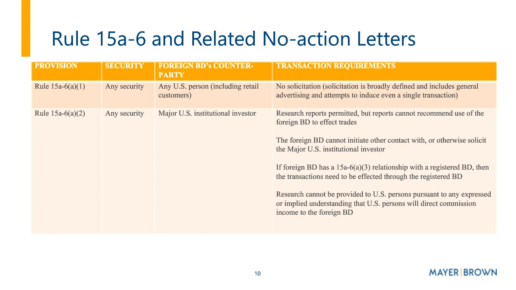But I thought, let me put what the provision of 15a-6 on the left column, and then which security does it apply to? That's one of the important aspects of it. Is it a domestic security, a foreign security, any particular type of security, and who the foreign broker-dealer's counterparty can be. Any U.S. person, some U.S. people, and if so, who? How do you differentiate? And any transaction requirements related thereto.